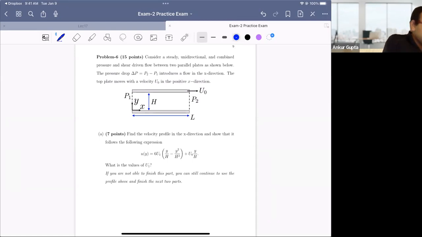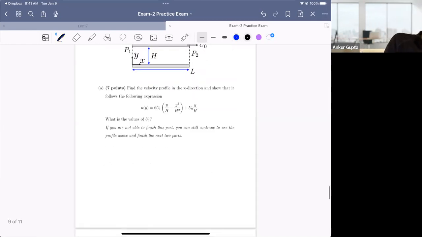It's steady unidirectional, so we can simply use the parts we have been given. There's no gravity given, so we can just simply ignore gravity. And so we can say small v is equal to 0. Pressure is not necessarily constant, but we can say gravity vector is also equal to 0. So we can say del u by del x plus del v by del y is equal to 0, which implies u is only a function of y.